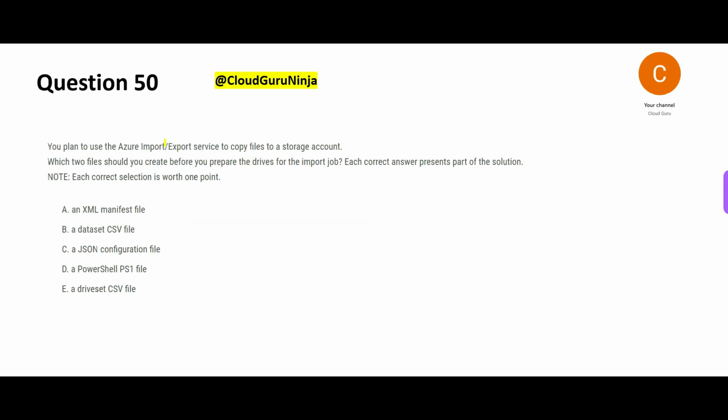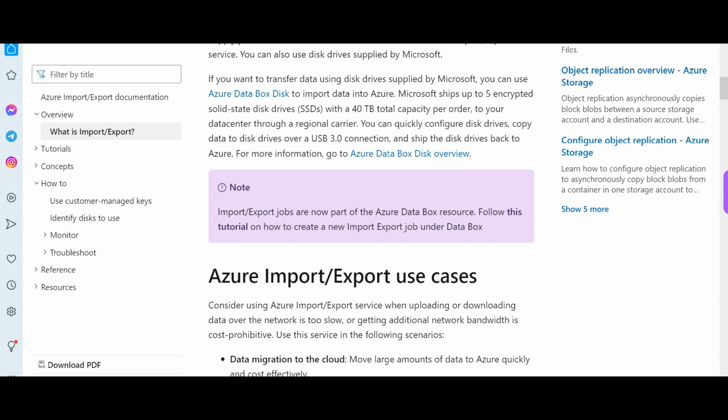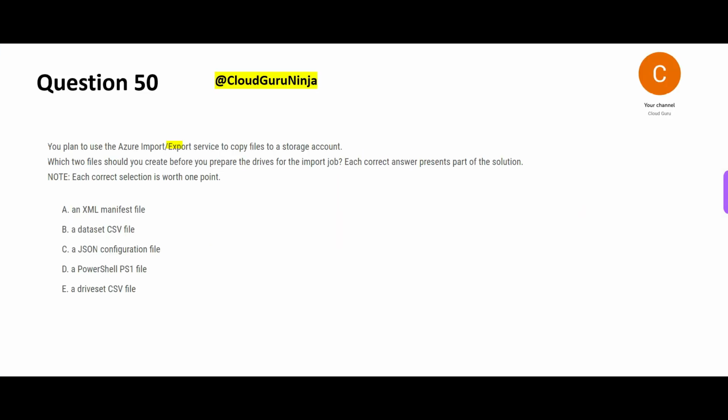This is the next question. This is a question on the import export service. This service is used to securely import large amounts of data to blob storage or Azure Files from your on-premises. Please remember that this tightly integrates with Databox. Databox is something which Azure has. You say, boss, give me the Databox. They will send you the Databox. You copy your data using import export, and you send the Databox back to Azure. Azure will then copy the data to your Azure environment. That is how import export is used.